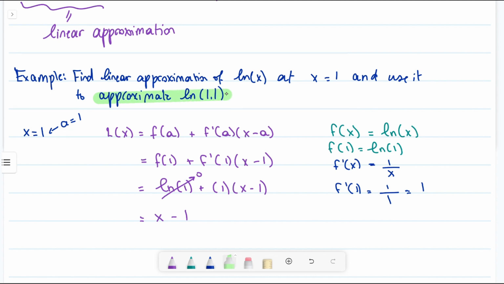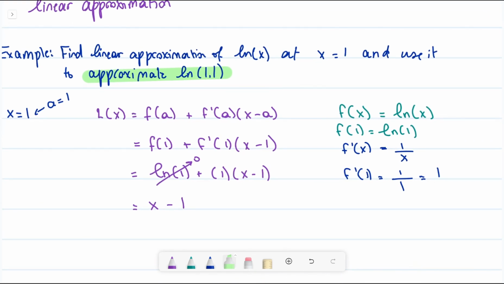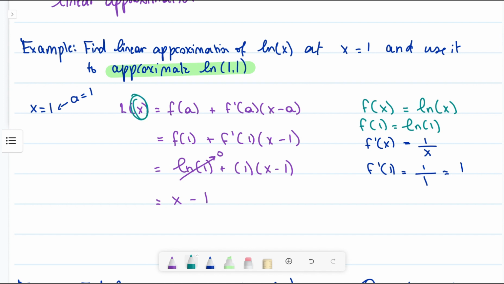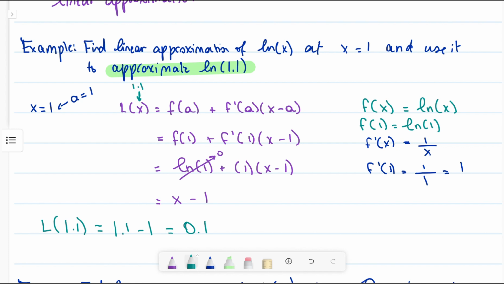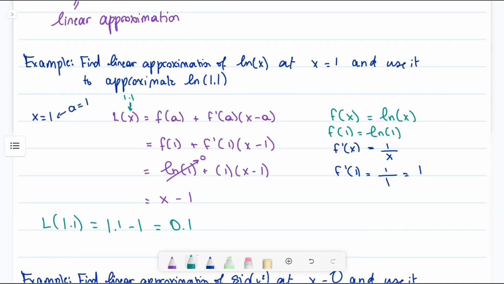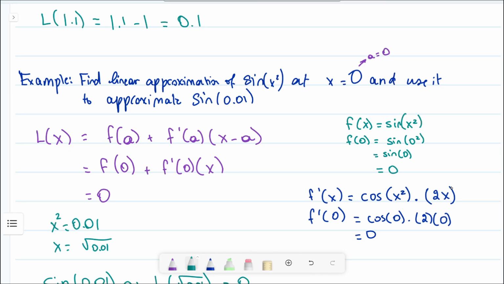Let's approximate ln of 1.1. So here before we had ln of x. Instead of the x, I want a 1.1. All I have to do is find L of 1.1. This is equal to 1.1 minus 1, which is equal to 0.1. And this is my approximation of ln of 1.1. And we will now look at another example.